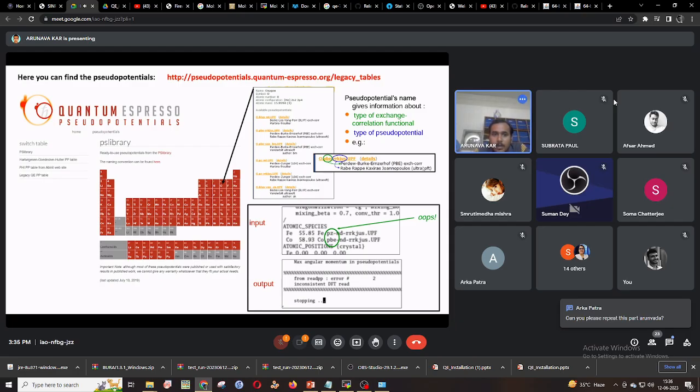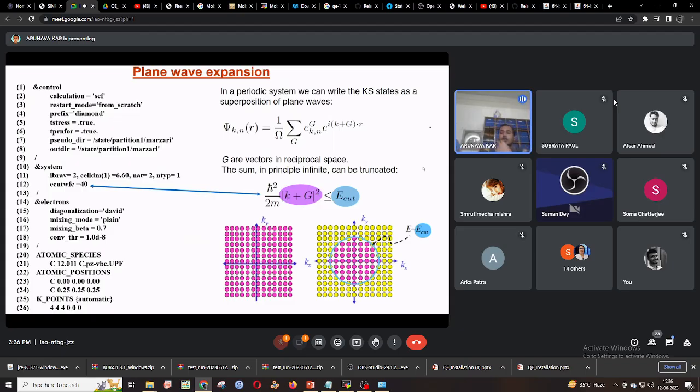Okay. Now we come to the plane wave expansion. We know that we are calculating in a periodic system. From the Bloch theorem, we know that any periodic potential we can expand through the I think Orko has some question.